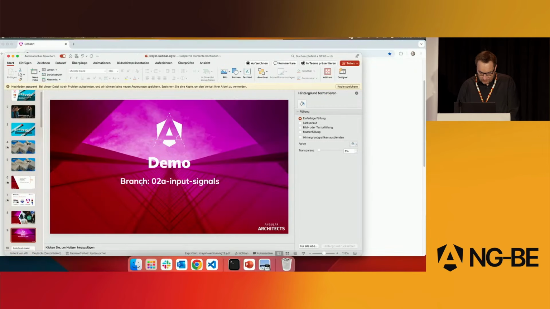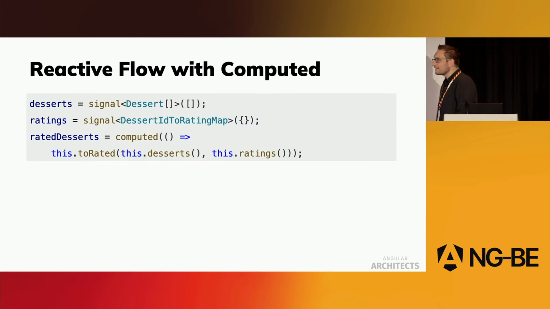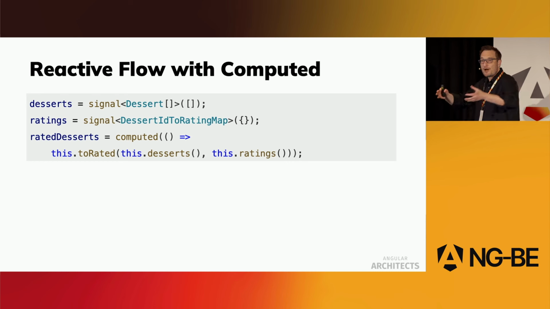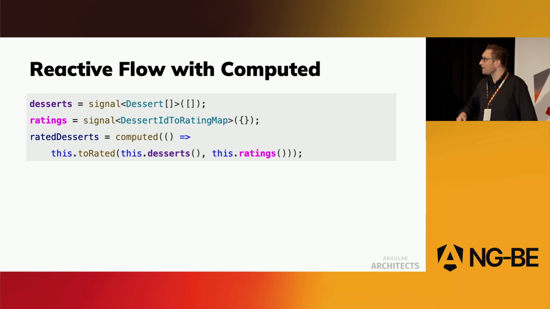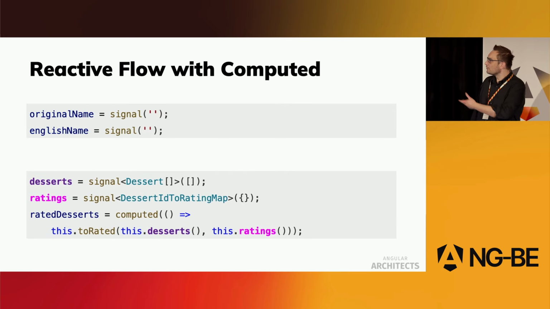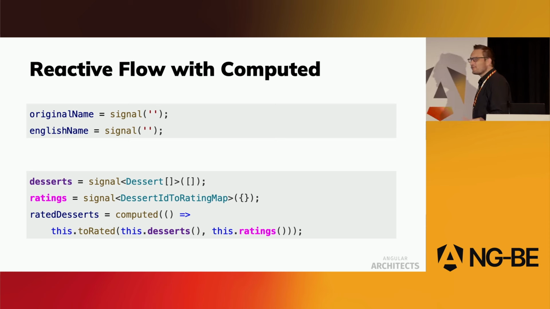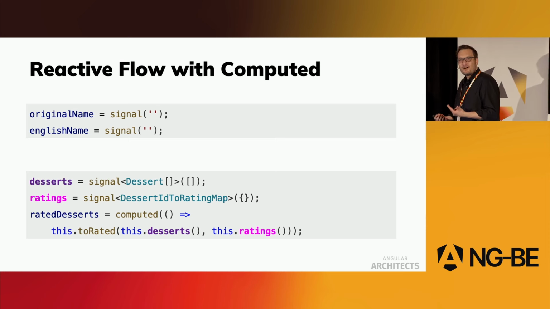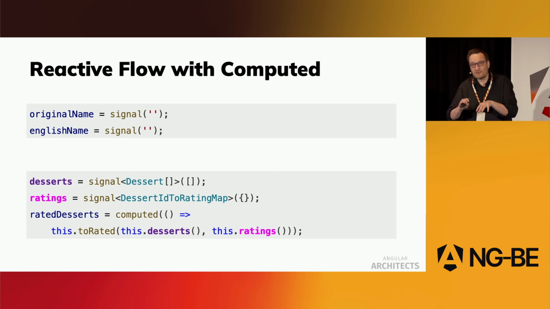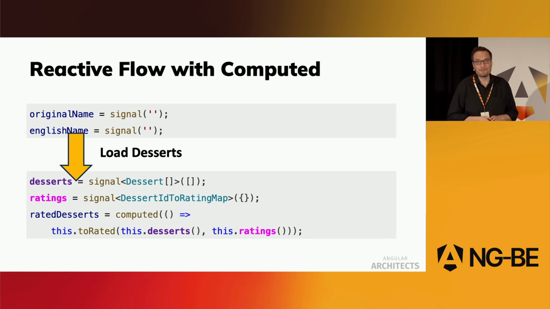Okay, so this was a first simple example. And as mentioned here, we quite nicely see this idea of the marble run of the data flow. We might have a purple marble and a pink marble, and both of them go into a computed signal. However, there is a little tiny issue. Namely, we don't start with the deserts and the ratings. All of this starts with the user entering some search criteria bound to original name or English name. That means somehow we need to bridge the gap here.